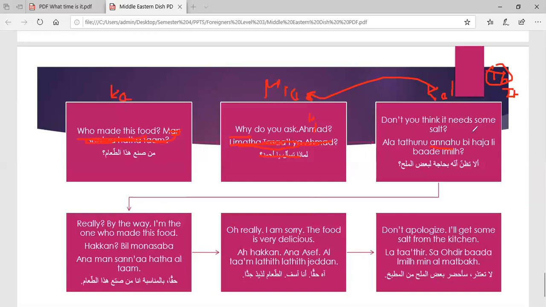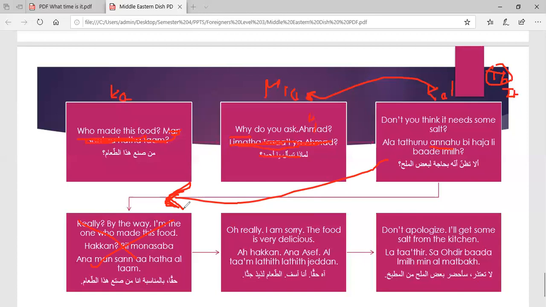Remember in the homework, I put instead of food, I mentioned meat, which is lahm, and instead of salt, I put pepper, which is fulful. Okay. Now, don't you think it needs some salt? Without looking, what do you think we are going to answer here? Which one of the markers we are going to use here? So like, for example, really? Really. And by the way, which is بالمناسبة.